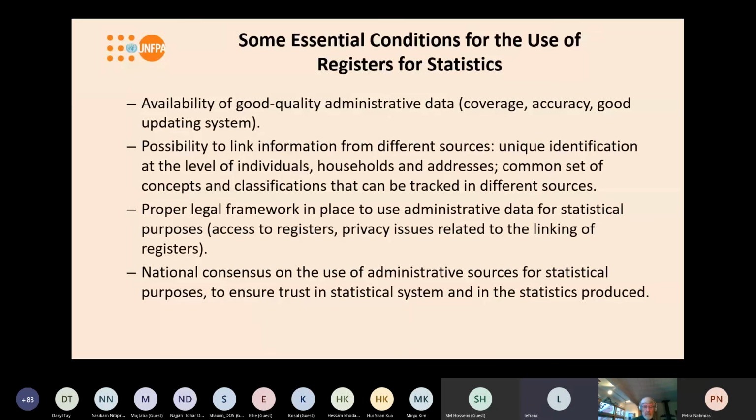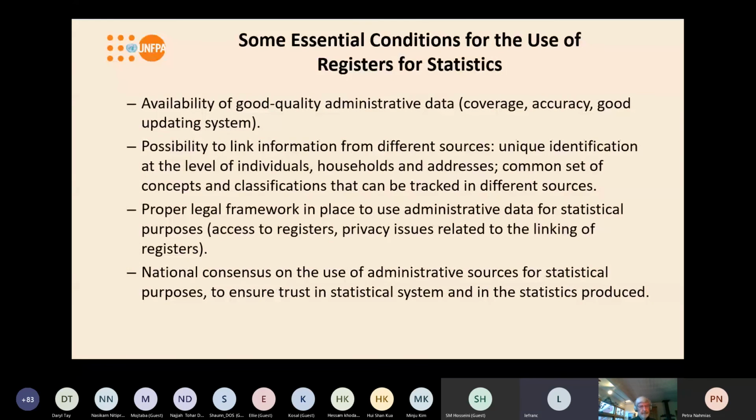And the final condition that is related to the one I just mentioned is that there needs to be some kind of national consensus on the use of administrative data for statistical purposes. And that's not something that's so obvious, because in some cultures, administrative sources are seen for their role in informing systems such as the tax systems. It's not obvious for people to buy in that this same type of information will be able to produce statistics. So we don't want to undermine the trust in the statistical systems if there's no consensus at the national level on the use of administrative sources for statistical purposes.